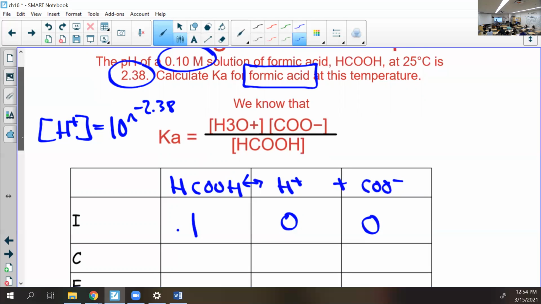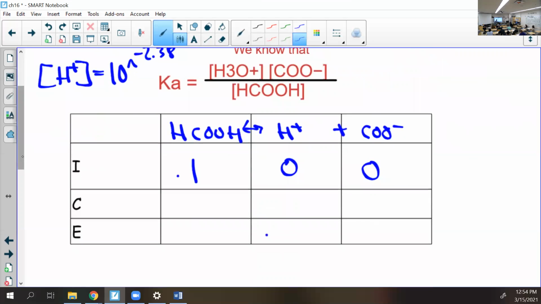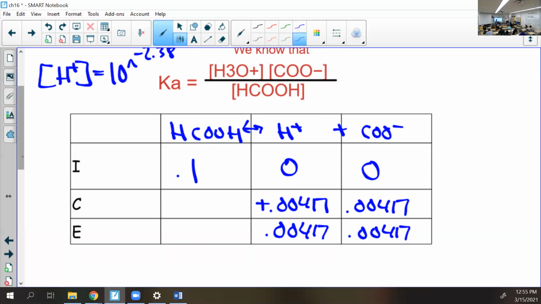Okay, I'm going to write that right here. What is it? 0.00417. That tells me a couple other things. This is an ice table, so it means that this increased by 0.00417. So these are pluses, and reactants decrease. Someone do that math for me. It's 0.09. Oh, that's 0.1. I didn't notice the point there.